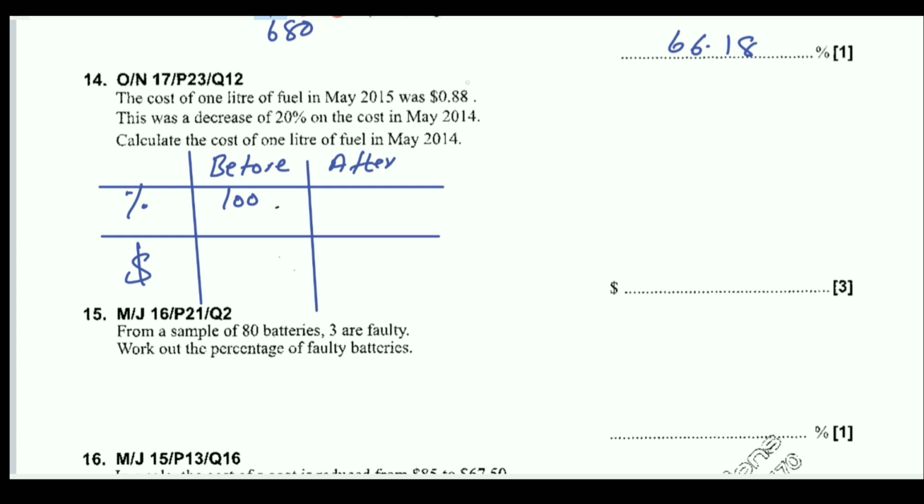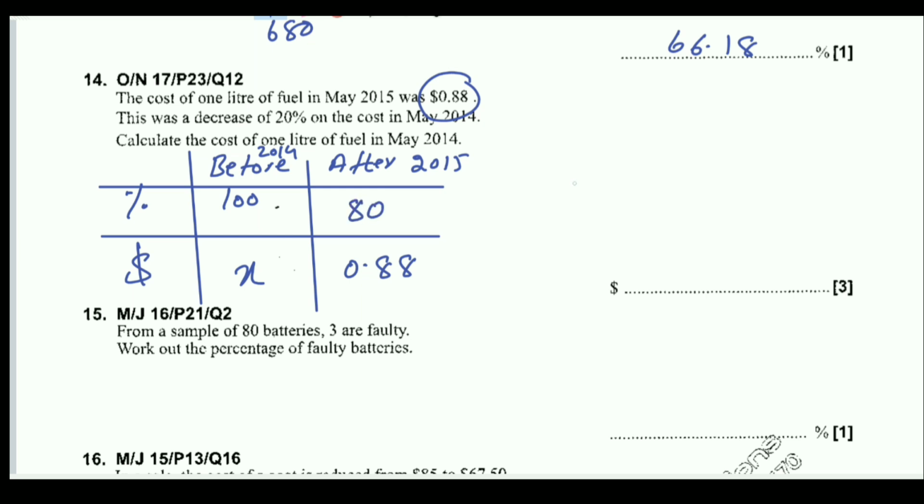First of all, we have to check where we have to write this amount. The cost of 1 liter of fuel in May 2015. So it means 2014 will be written here and this is 2015. So the amount in 2015 was 0.88, we write it here, and this is what we have to find. Now we have to check whether we have to increase by 20 or decrease. It is written as decrease. So we will subtract 20 from 100, we will get 80.